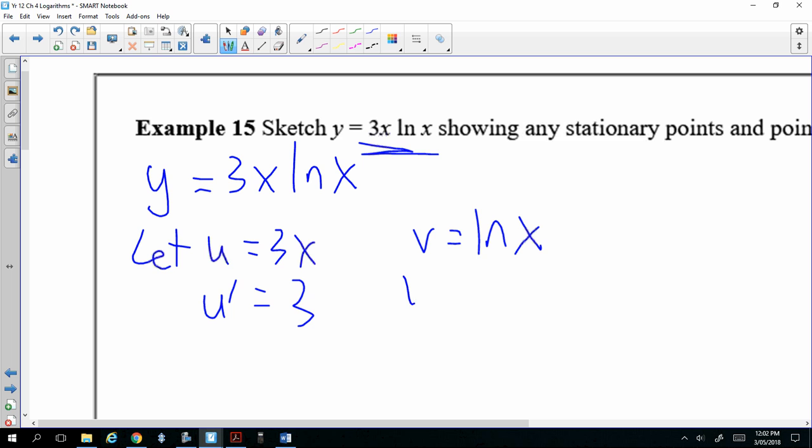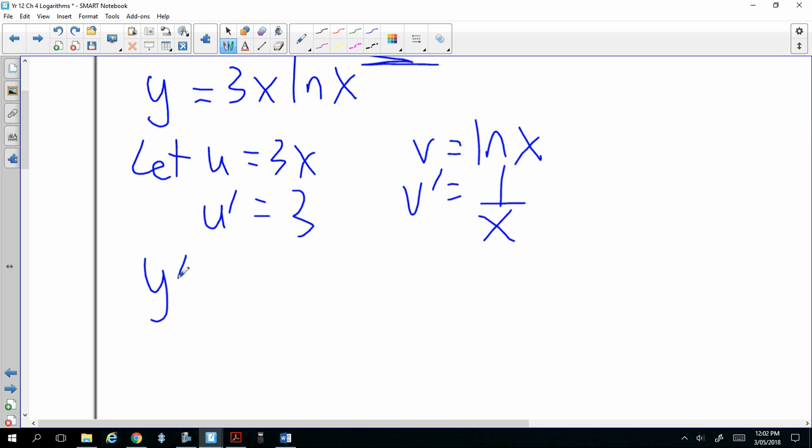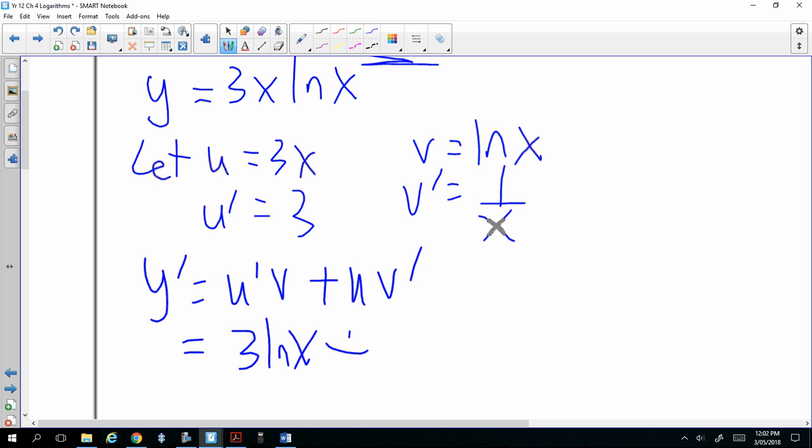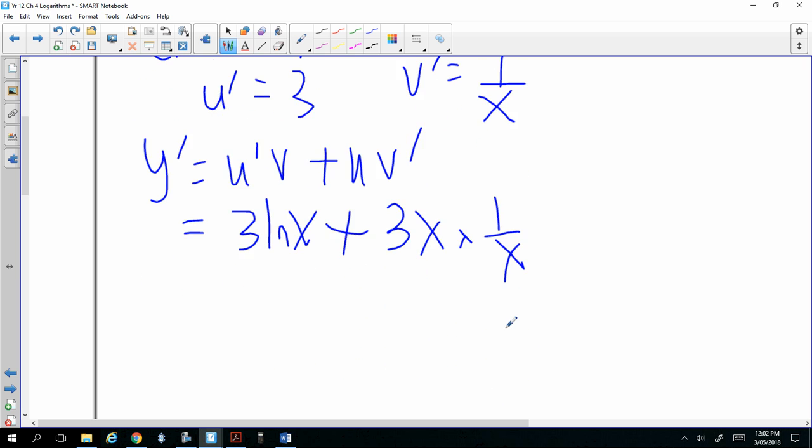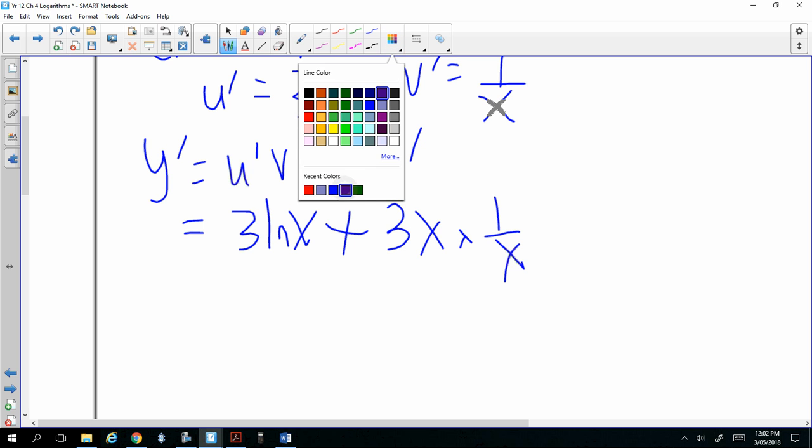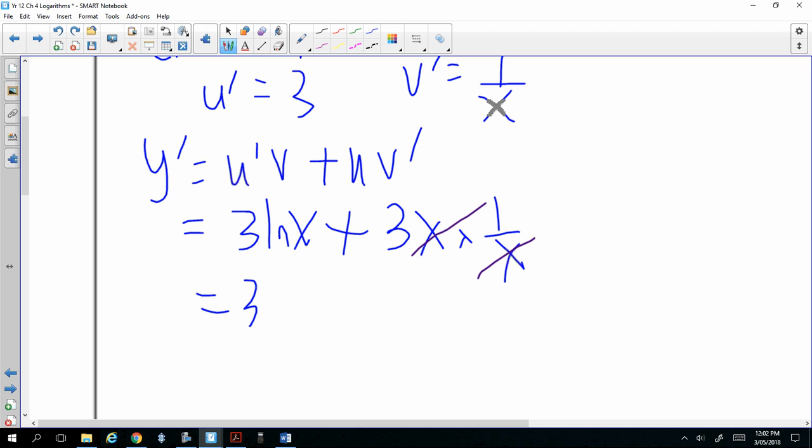v dash is what? The derivative of ln x? 1 on x, very good. So now we use the product rule. Write y dash is u dash v plus u v dash. u dash v is 3 ln x plus u v dash is 3x times 1 on x. Like that. And then the x and 1 on x get cancelled, so we end up getting 3 ln x plus 3.